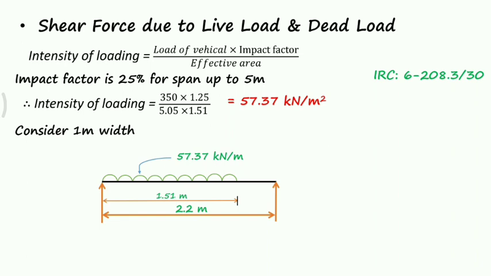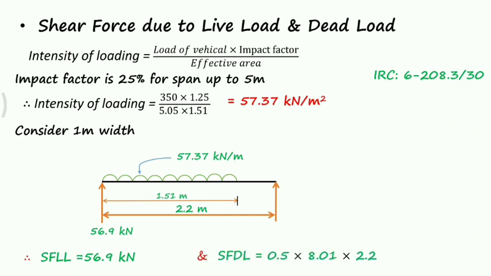So now here we'll get the shear force due to live load as 56.9 kilonewton. Similarly, shear force due to dead load. The dead load intensity is 8.01 kilonewton per meter, which we obtained earlier. So WL by 2 will give the shear force due to dead load as 8.81 kilonewton.